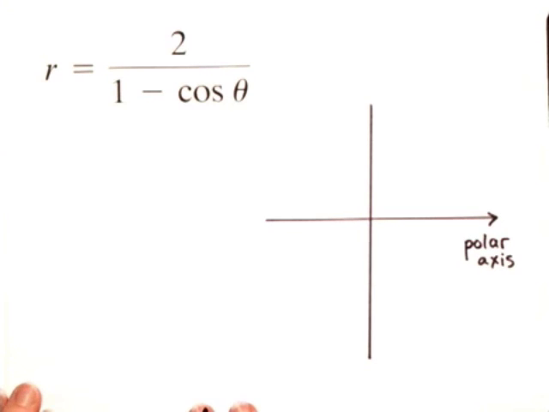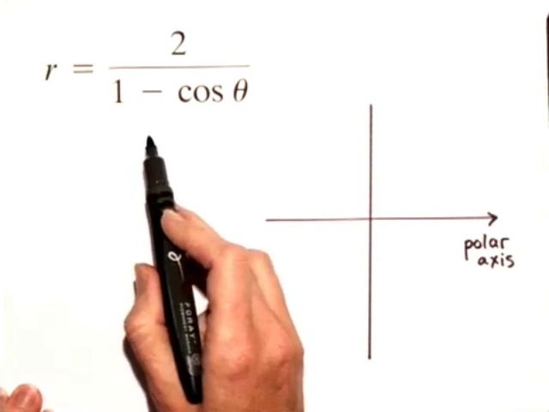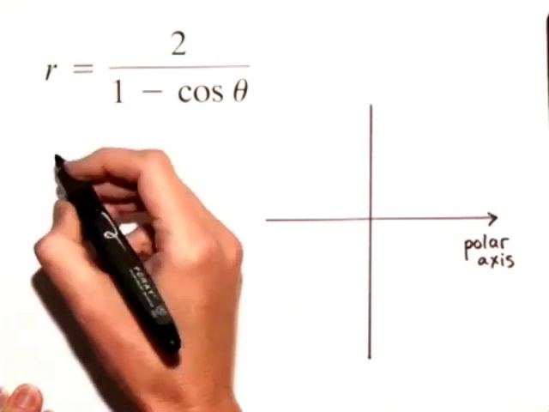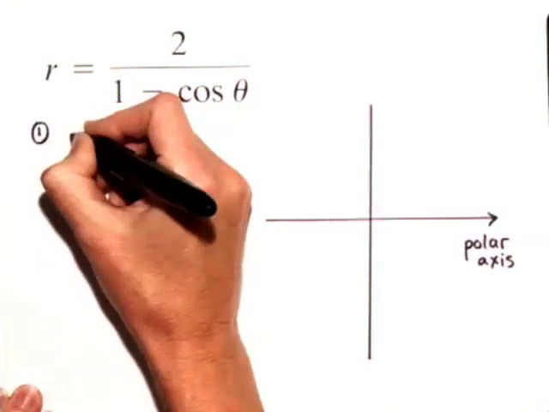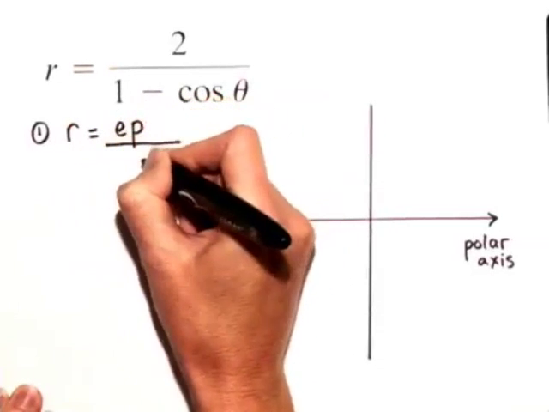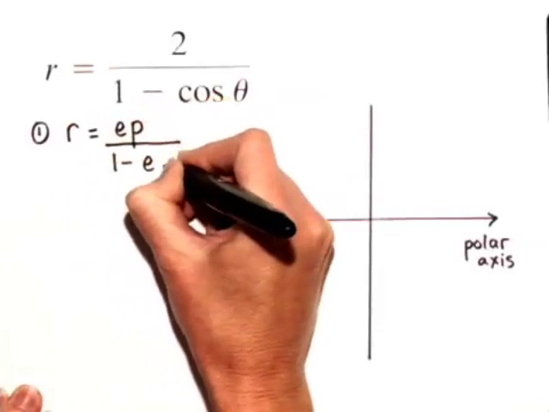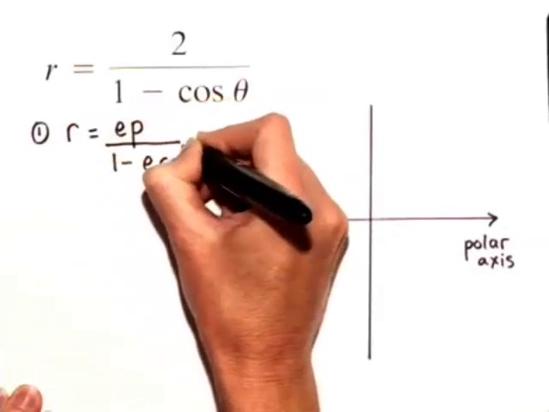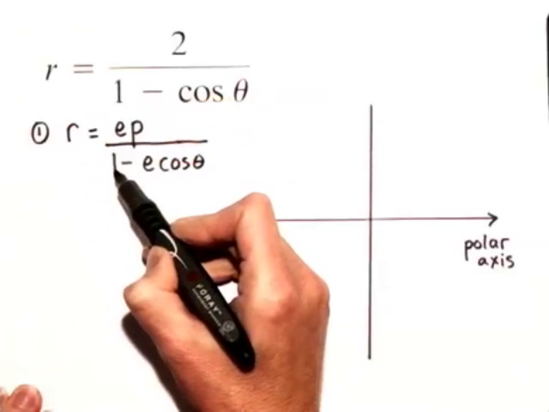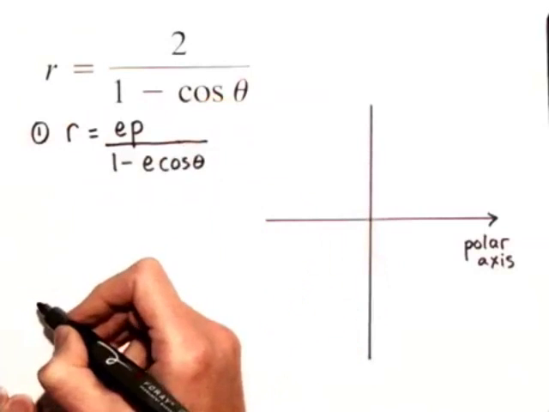For this example, we'll identify the conic section and then graph the polar equation. We have r is equal to 2 over 1 minus cosine of theta. The first step in identifying the conic section is to write it in standard form. And standard form is r equals ep over 1 minus e times the cosine of theta. It's important in standard form that this constant be a 1. And since we have it a 1 already, we do have it in standard form.